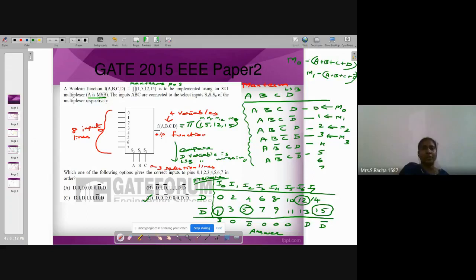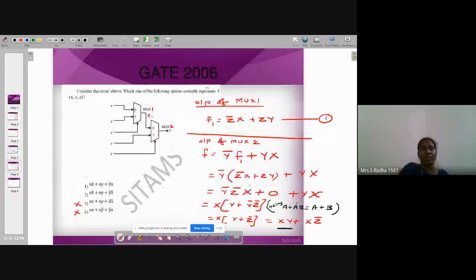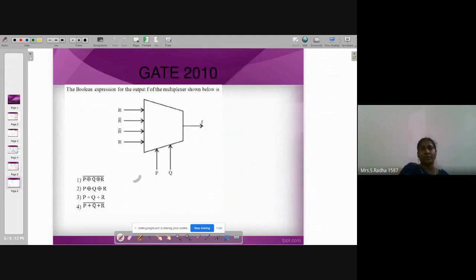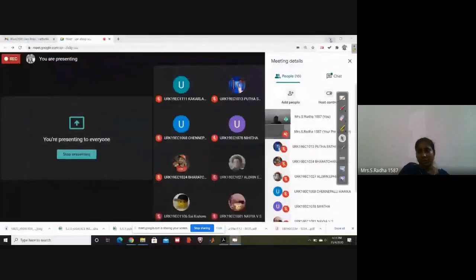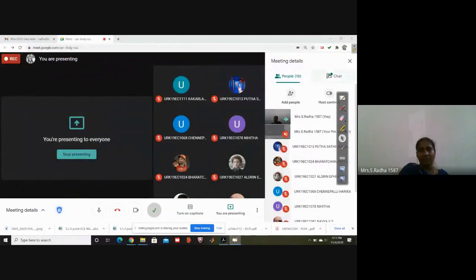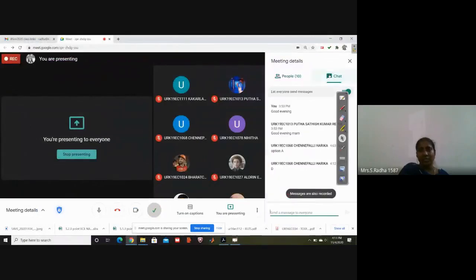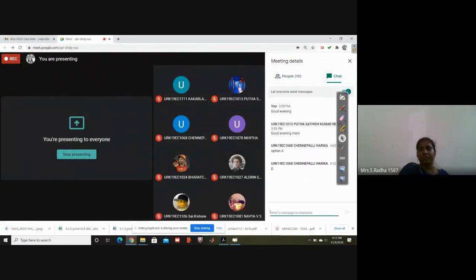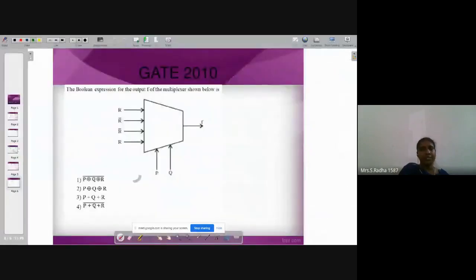I am going to the next problem. This we completed last week. This question, okay? So one girl sent me a doubt through WhatsApp that I will discuss. One girl has sent it this week. Option D. Somebody got option D. Very nice. Now I am going to the next problem.